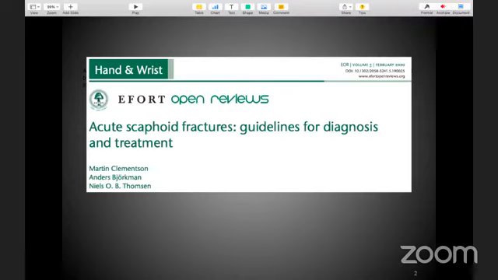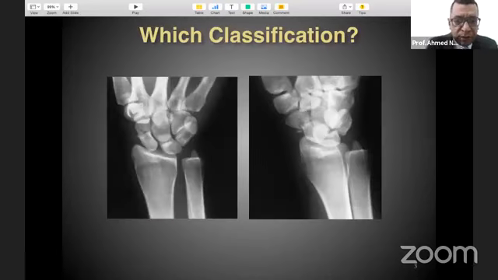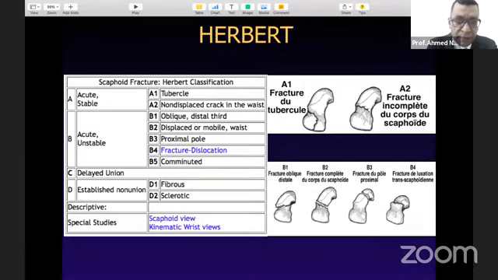That's my opinion. Dr. Ahmed Naeem, as a case of acute displaced waist fracture of the scaphoid, how could you classify this fracture? Actually, we have many classification systems. Maybe the most famous is the Herbert classification, divided into 4 major groups. This is for the acute unstable fractures. I think this is B2 according to Herbert's classification, the displaced mobile. This is a displaced fracture of the waist.